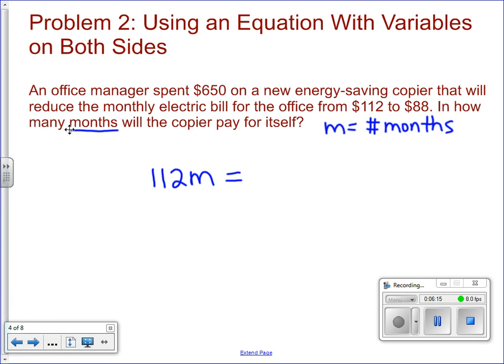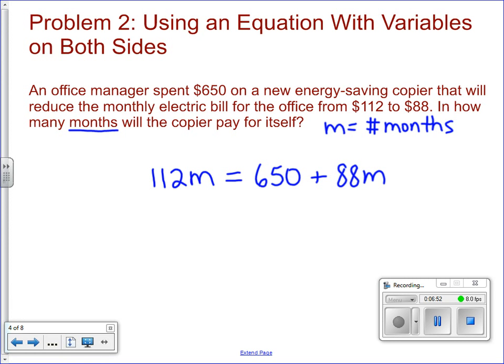That cost needs to be equal to the $650 that they paid for a new energy-saving copier plus the $88 per month that they are spending for a new copier. So here's our equation. When these two amounts are equal, then the $88 a month for electricity will certainly be cheaper than $112. So here we have a variable on both sides.